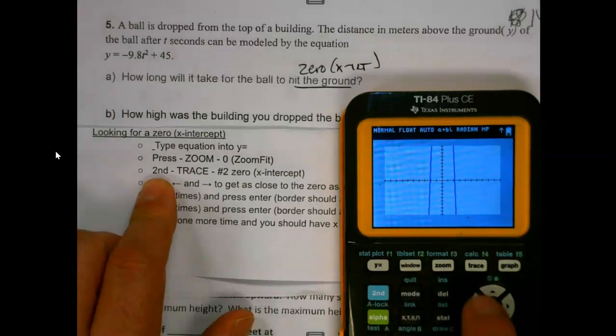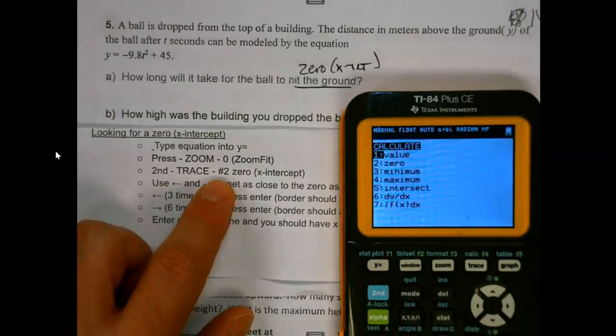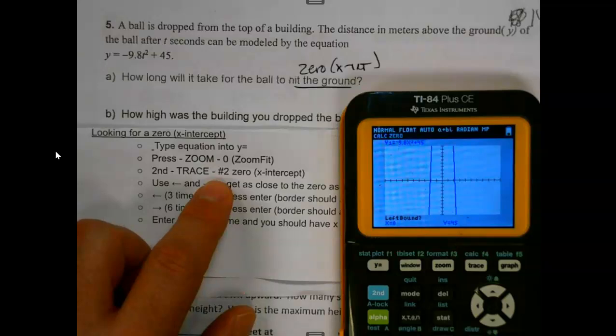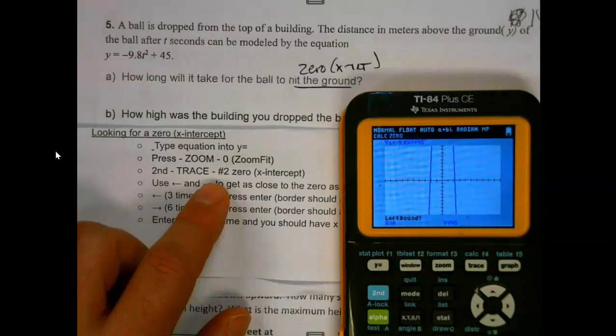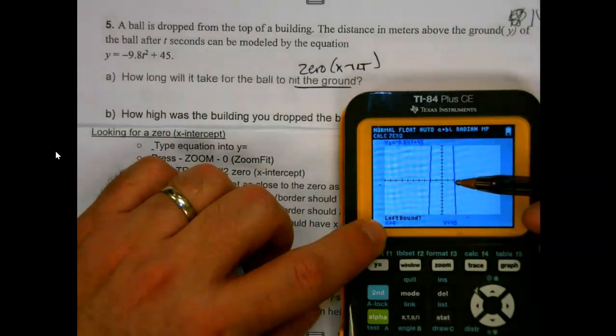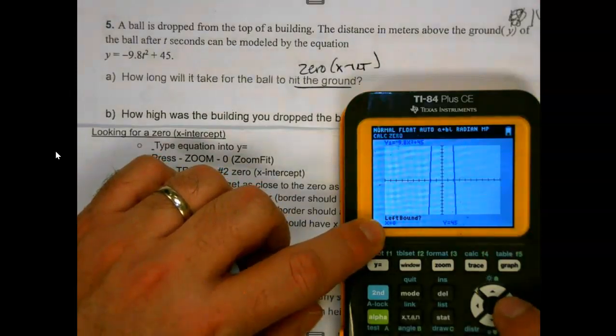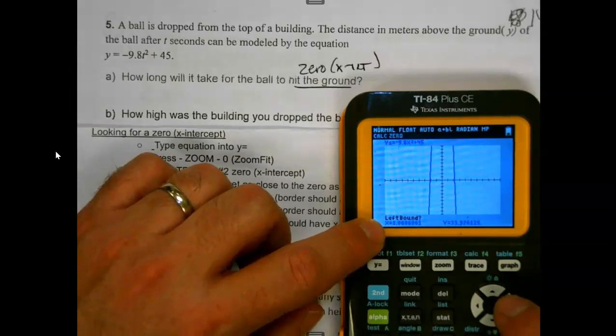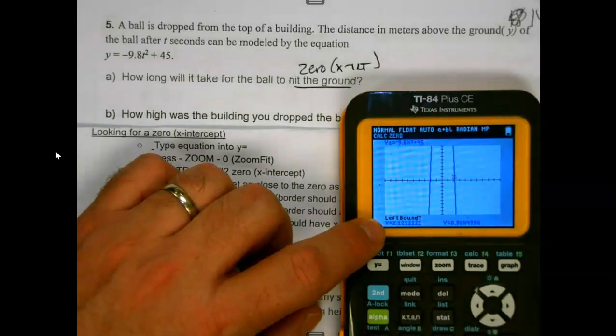So second trace number 2. You're like, Hardy, where's my cursor? There's no cursor anywhere. So when there's no cursor, here's what you got to think about. If I look over here, I can see my intercept is over here around 2. Check out where x is right now. It's at 0. So if I start hitting the right arrow, as that x value gets close to 2, I bet you the cursor shows up. It's amazing. It's a miracle.